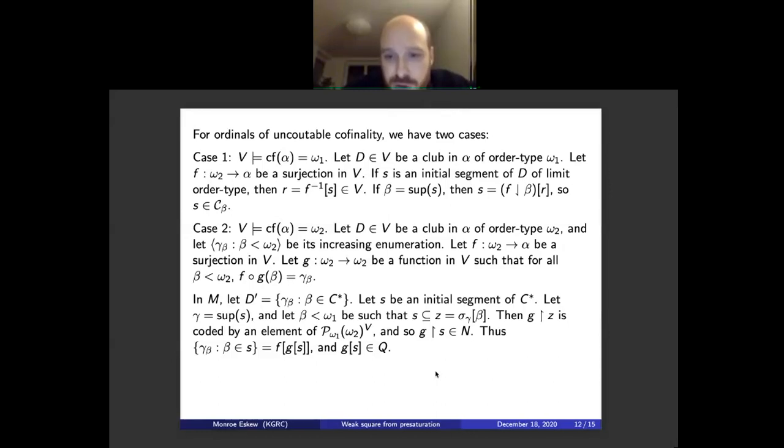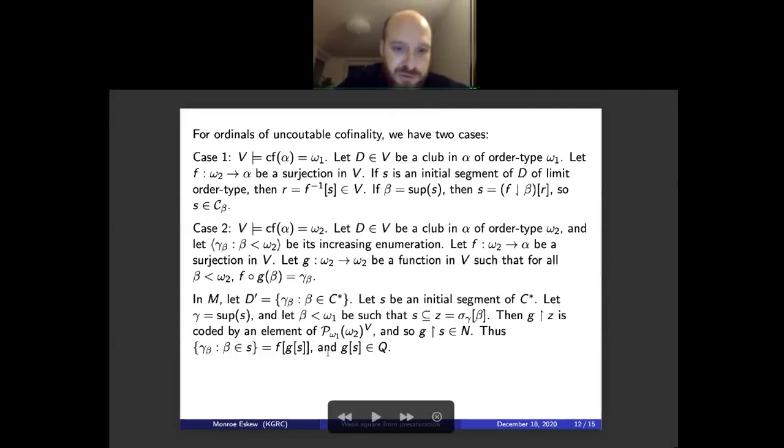Now Z is in V, and also G is too, so we can consider the function G restricted to Z. This is coded by a countable subset of omega 2 from V. So we can deal with this in the elementary submodel. Now we have S, it may not be in V, but it's a subset of the set Z, so we can compute, working in N, G restricted to S. And therefore, we can output the gamma betas for beta in S, the initial segment of D prime, as just F image G image S, right? G image S is a member of the elementary submodel, and F image that is exactly this initial segment of D prime.